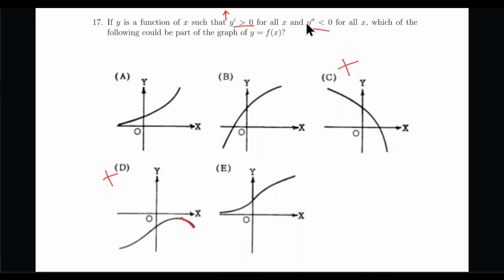And they are saying that y double prime is negative, which means that it is concave down always. It cannot be A because it is smiling in nature. It cannot be E because it is smiling during this portion. It has to be B because it is continuously frowning in nature, or concave down.